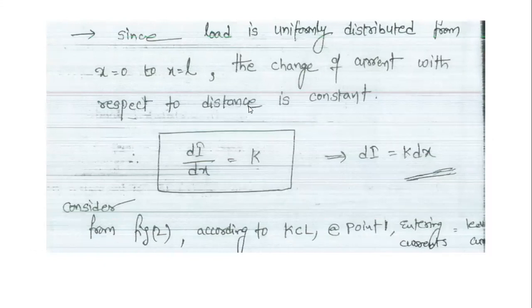The change of current with respect to distance is constant. Therefore, di by dx is equal to k. Di is the current at point z. Therefore, di is equal to k into dx.